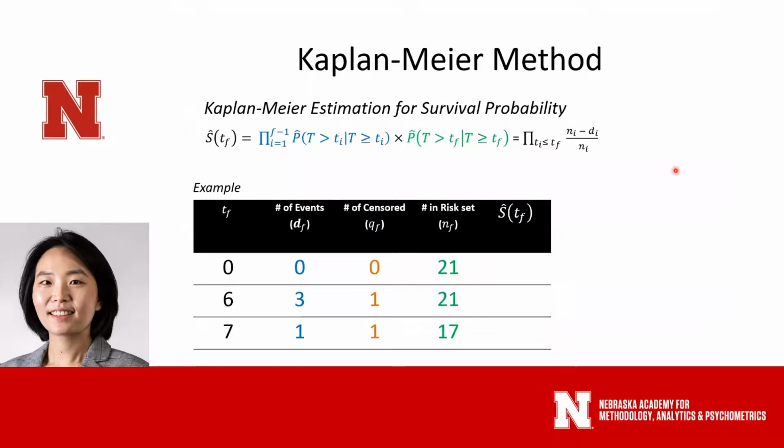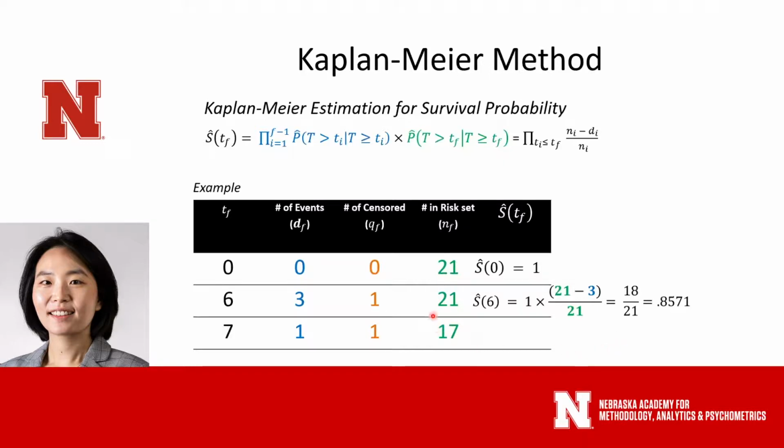So let's say we have 21 patients with breast cancer at the beginning of our study. The survival probability at time point 0 is 1 because no one has experienced an event yet. So what about day 6? The survivor probability at day 6 is calculated in this way.